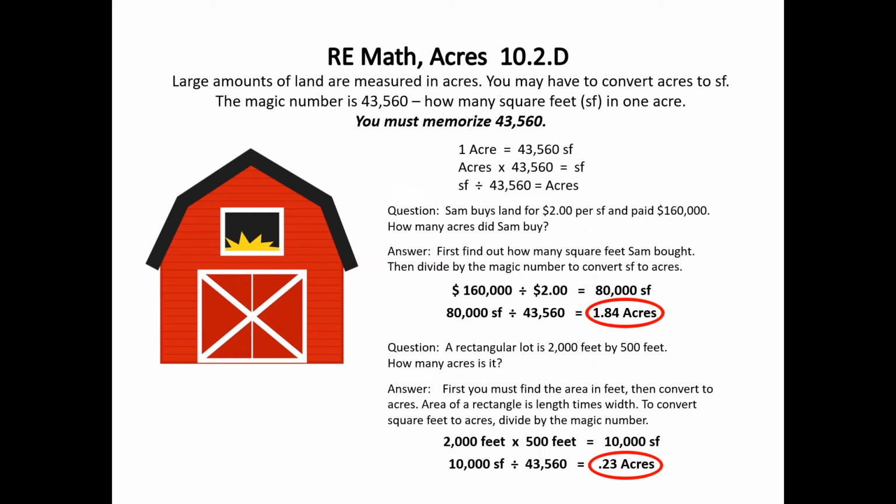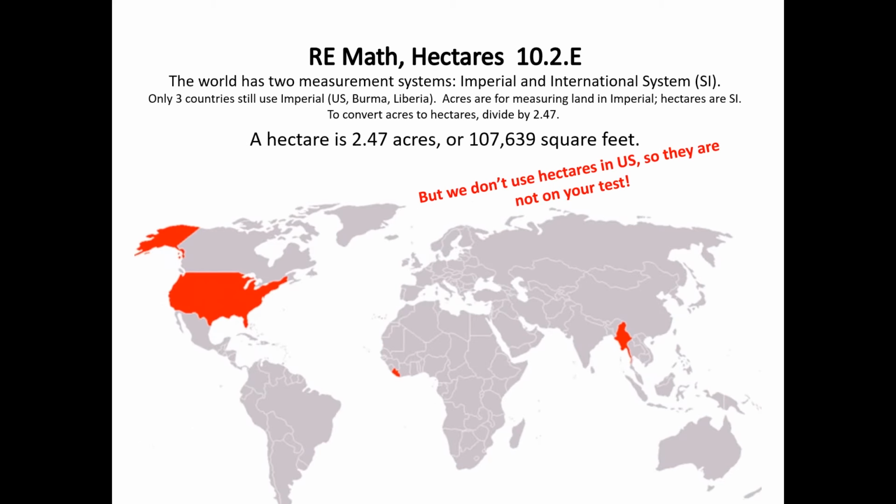So Pam bought 2 acres, and to convert acres to square feet, we use our magic number. We discover that Pam bought 87,120 square feet. Then we simply multiply by the price per square foot, which is $3, and we wind up with $261,360.